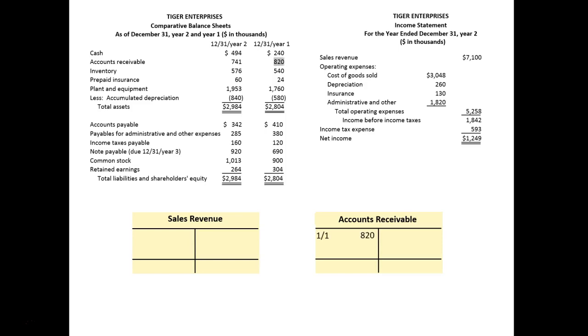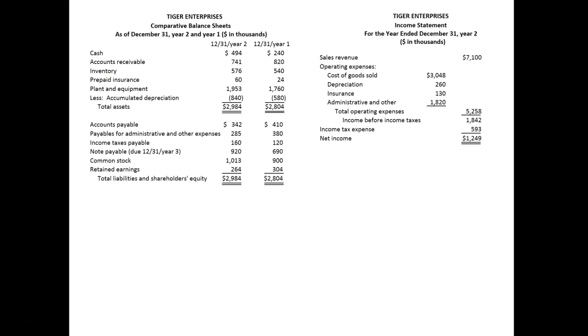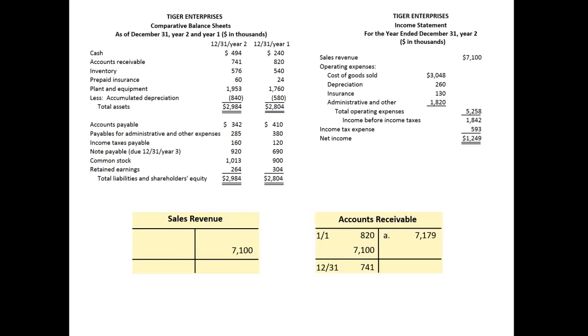So we see here that accounts receivable in year 1 are $820,000. In year 2, the accounts receivable is $741,000. So we see here that it has decreased during the year. We had $7,100 of sales during the year. So $7,100 were our sales revenues, which were debited to accounts receivable. So we have to back in to decide what was received in cash, to then derive our ending balance in accounts receivable of $741,000.